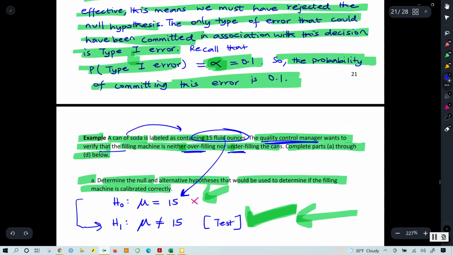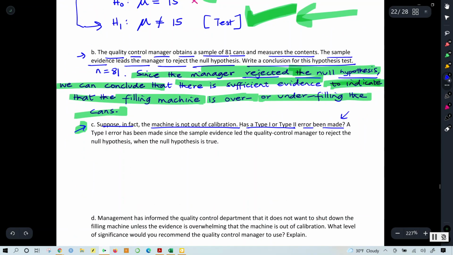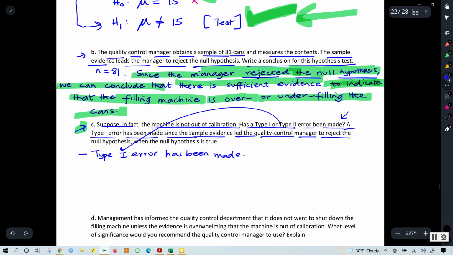So to answer that question, going back to that table, the first part of this answer would be type 1 error has been made in this case. Then we read further. A type 1 error has been made since the sample evidence led the quality control manager to reject the null hypothesis when the null hypothesis is actually true. So this provides the answer to that question.